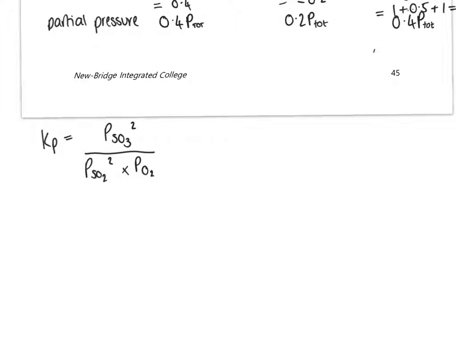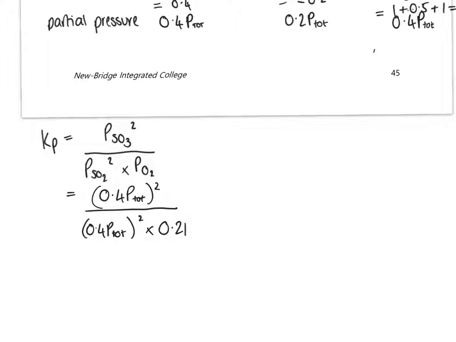At this point I'm just subbing in my values for the partial pressure, which I can see above. The partial pressure of sulfur trioxide is 0.4 P total. You don't have to put the little total bit at the end, but it helps you differentiate between the partial pressure and the total pressure. And that is going to be squared. On the bottom we have the partial pressure of sulfur dioxide, which is 0.4 P total, squared, times the partial pressure of oxygen, which is 0.2 times your total pressure.